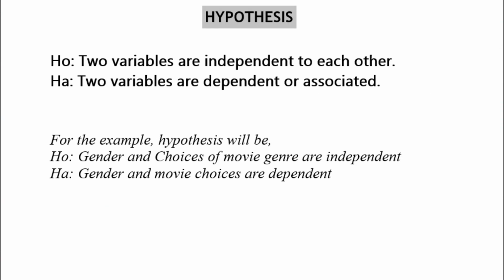Null hypothesis: the two variables are independent of each other, against the alternative: the two variables are dependent or associated. For the example, the null hypothesis is: gender and choices of movie genre are independent. And the alternative hypothesis: gender and movie choices are dependent.